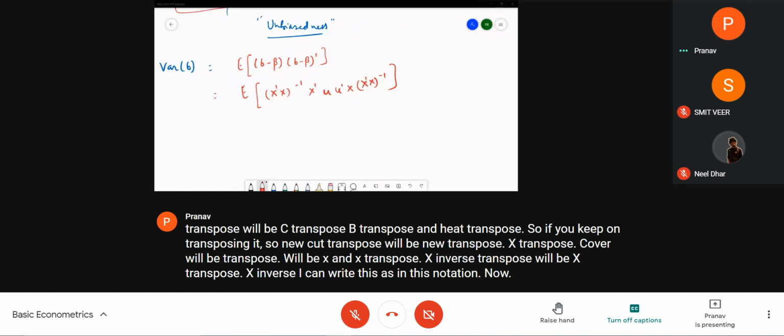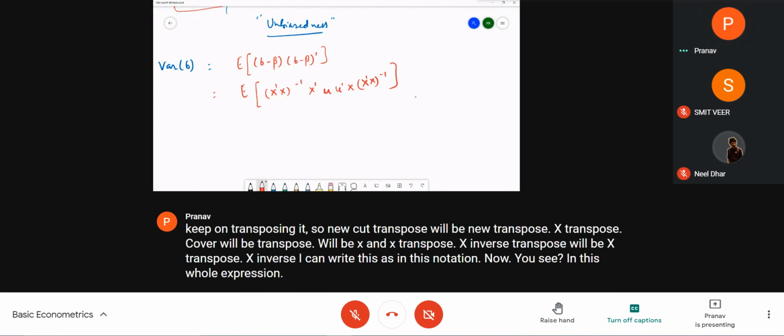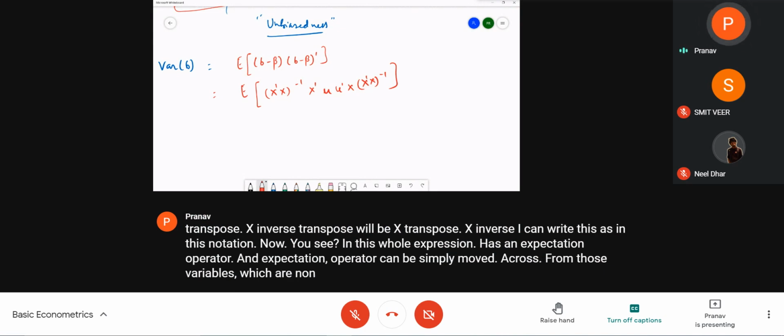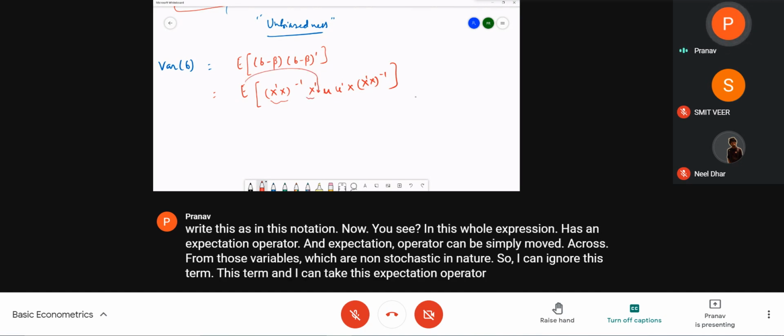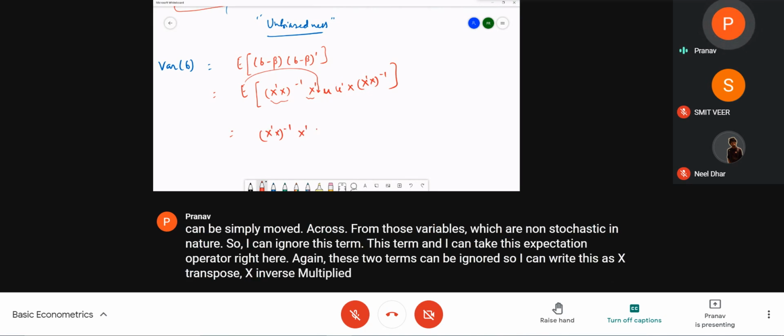Now, you see, again, this whole expression has an expectation operator. An expectation operator can be simply moved across from those variables which are non-stochastic in nature. So I can ignore this term, and I can take this expectation operator right here. Again, these two terms can be ignored. So I can write this as X transpose X inverse multiplied by X transpose, expected value of U transpose.